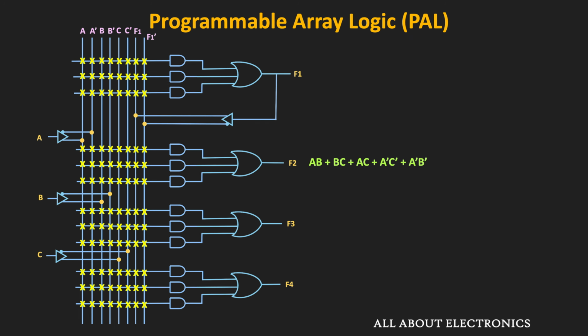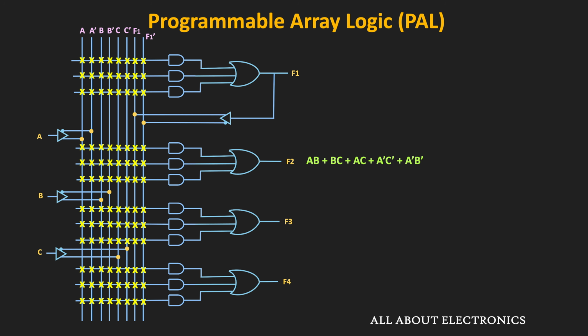So here, since the input and its complement are connected with the AND gate, by default the output of each AND gate will be equal to 0. But using programming, it is possible to remove some of the interconnections, and generate the specific product term for each AND gate. So to implement this output function, as you can see, we require a total of 5 product terms.